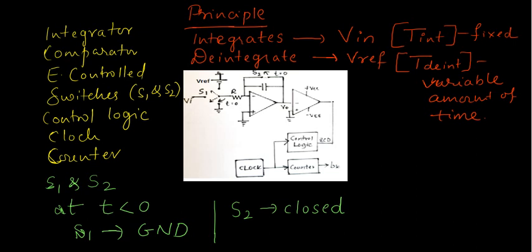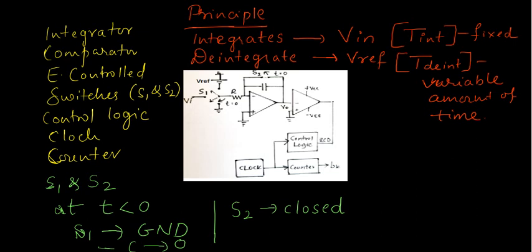At t equal to 0, S1 is connected to ground. So when S1 is connected to ground, the integrator does not receive any input. Therefore, your counter value will definitely be 0. The counter does not have any output. The counter basically starts counting the clock pulses once it gets the signal from the control logic. That means it depends upon whether the input is connected to your integrator or the reference voltage is connected to the integrator. So this is the basic principle on which the status of S1 and S2 depends before the conversion begins.